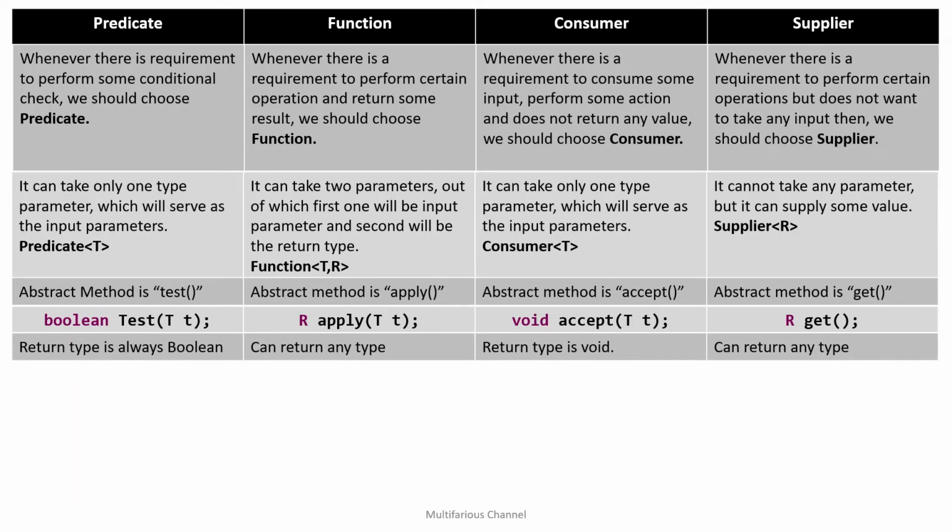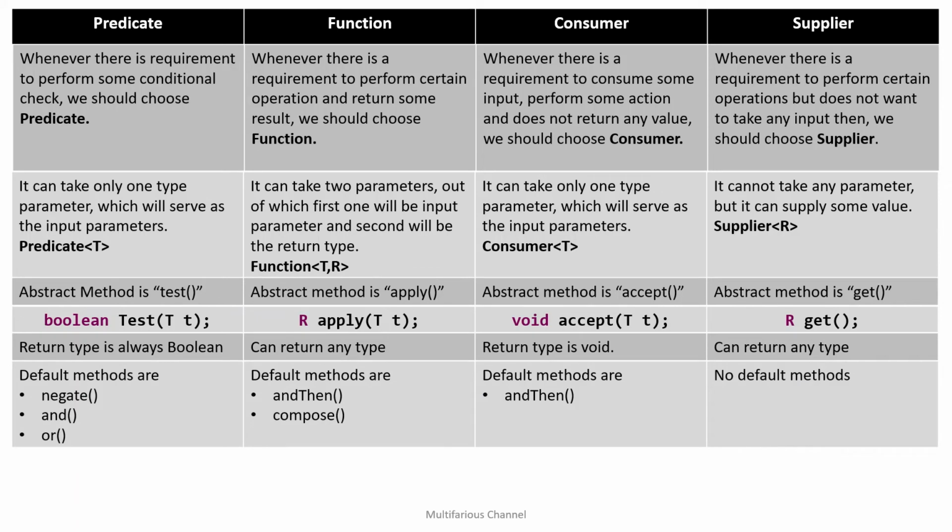Return type in case of predicate is always boolean. For function, it is configurable, that is, it can return any type. For consumer, return type is always void. For a supplier, again the return type is configurable, it can return any type.